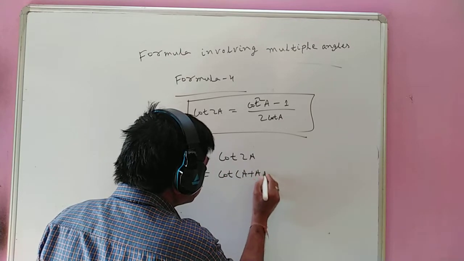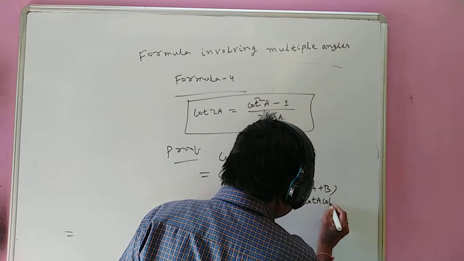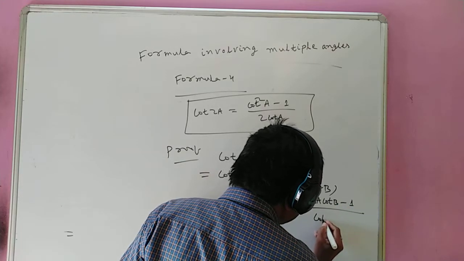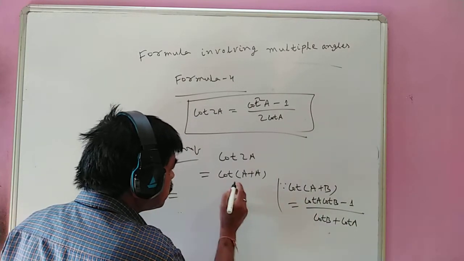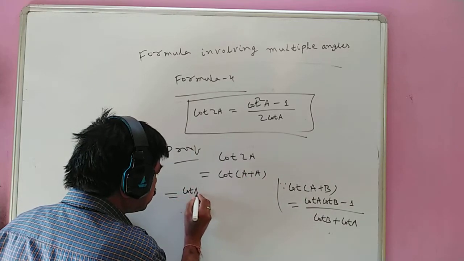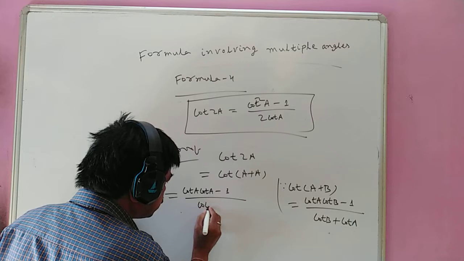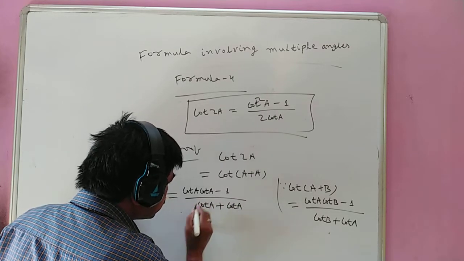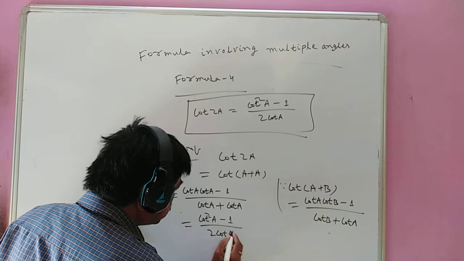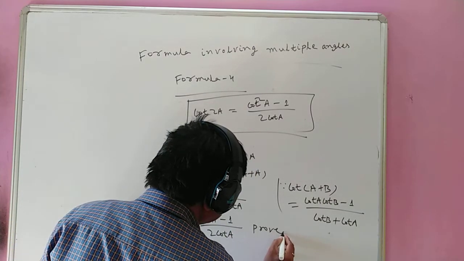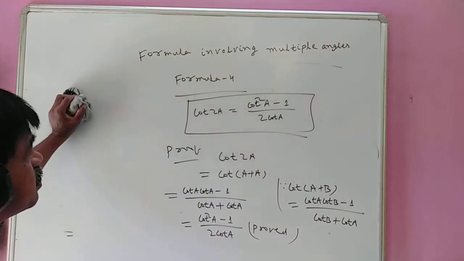So let us split 2A as A plus A. Now it is of the form cot(A plus B), which is cot A into cot B minus 1 whole divided by cot B plus cot A. Here A is A and B is A. So it will be cot A into cot A minus 1, divided by cot A plus cot A. That is cot square A minus 1 divided by 2 cot A. So formula 4 is proved. Then let us switch over to formula 5.